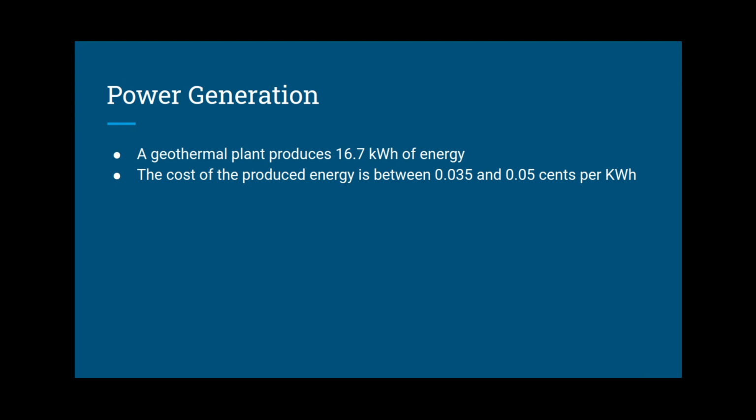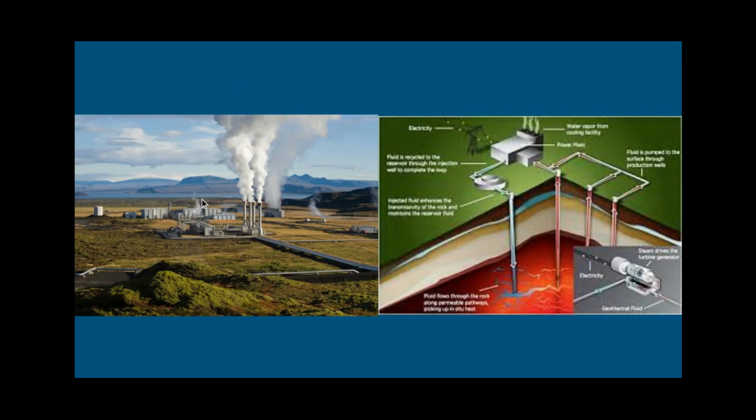Geothermal plants in the US produced about 16.7 kilowatts of energy. And the cost produced by the energy is between 0.035 and 0.05 cents per kilowatt, as per what my recent research has given me, although there is some variability between the time that it was taken and area. So we have a geothermal plant right here, taking in the steam from its well over here and bringing it in to be turned into power.